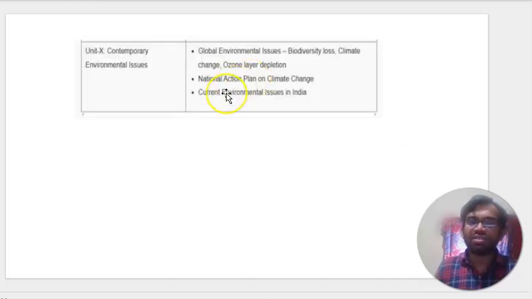And coming to the last one, the 10th topic is contemporary environmental issues. So this is also covered in the main bits: global environmental issues, biodiversity loss and climate change, ozone layer depletion, national action plan on climate change, current environmental issues in India. This is up to the total 10 units of the environmental science UGC-NET syllabus.